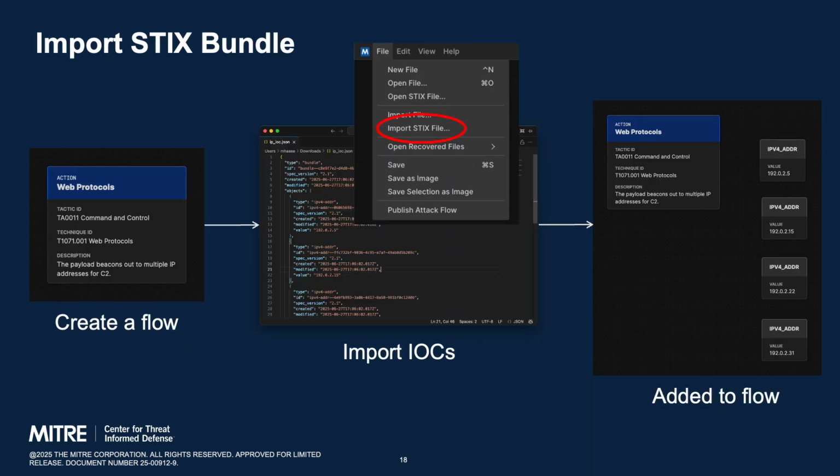Another huge time saver in Attack Flow 3 is the ability to import STIX bundles. So if you've created a flow and you want to import a bundle of IOCs that you have in STIX format, you can now go to File, Import STIX File, and Attack Flow will add all of those indicators directly to your flow, and then you can hook them up to the actions in your flow.